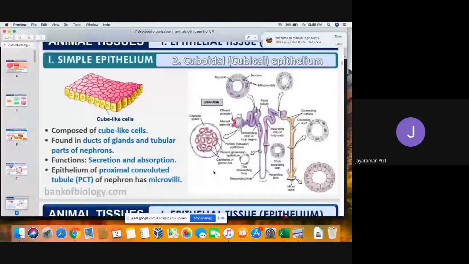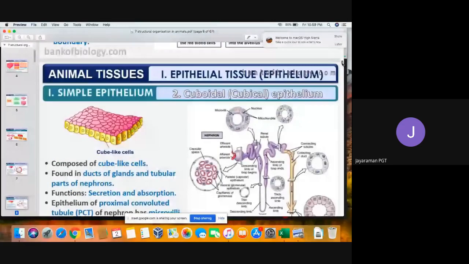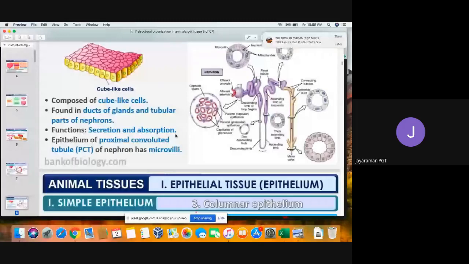Okay, so this is about the cuboid epithelium. Where is cuboid epithelium found? The cells are cube-like. You draw 1 or 2, 4, 5 cells, enough. Make a small diagram of how the cells look, cube-like cells, and where they are found: in the glands, the ducts of the glands, and the kidney tubules of the nephron. Function is absorption and secretion.